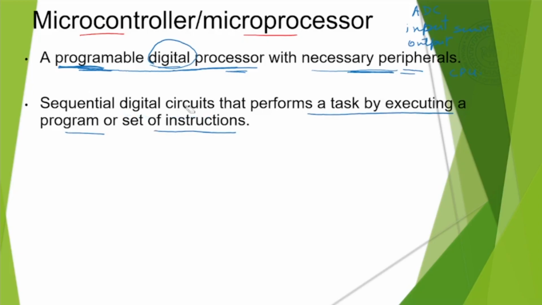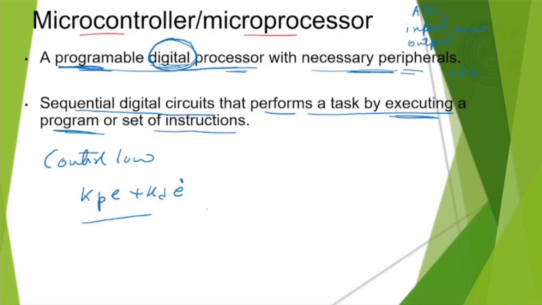We are going to focus on robot control. So we understand that a microcontroller or microprocessor is a digital device. It is not an analog device. If there is an analog signal coming, it has to be converted to digital first. Second, it performs the task by executing a program. So there has to be a program. You have to write a program. What will the program do? It could be your control law, Kp times E plus Kd times E dot. That's your control law, and this is the program which is implementing it. I hope you're making the connections between what I'm saying.